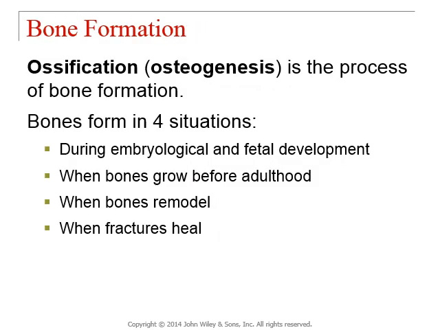So we talk about fractures briefly. Let's talk about bone formation. We have two different types of bone formation, what's known as ossification or osteogenesis. This is the process known as bone formation. We find this happens in four different types of situations.